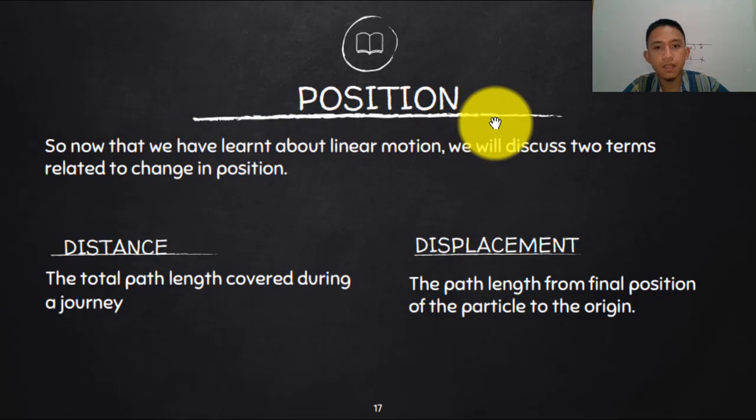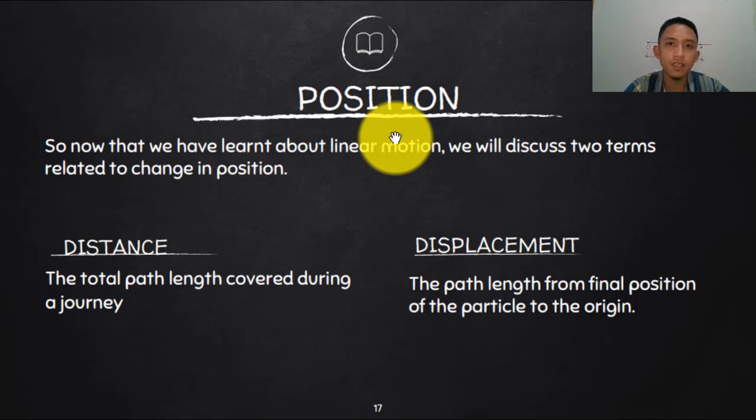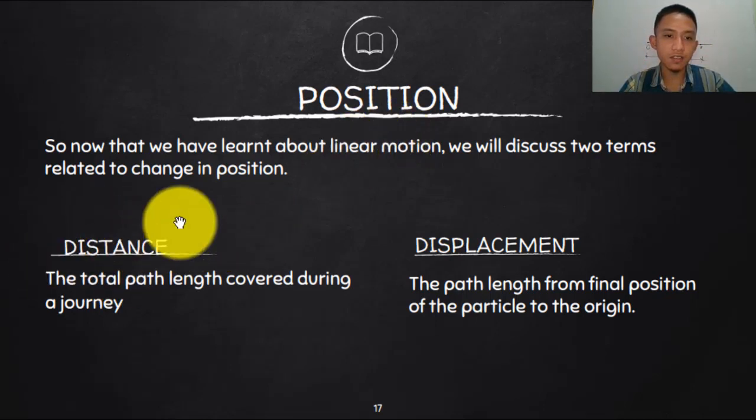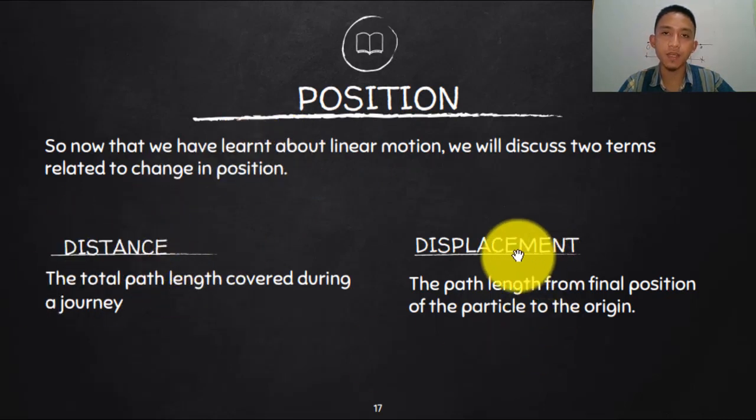So now that we have learned about linear motion, we will discuss two terms related to change in position. Again, position is the relationship of a particle or a body from a reference point or a fixed point. So first there is the distance. You will have these two terms, distance and displacement. Let's try to differentiate these two terms.